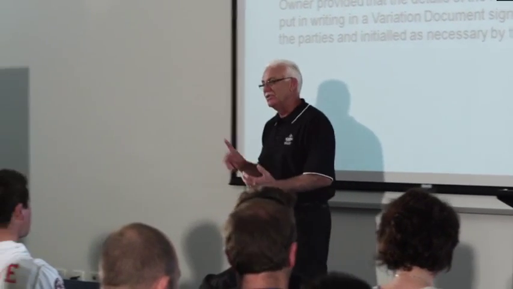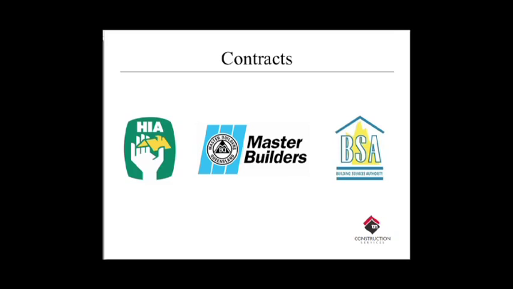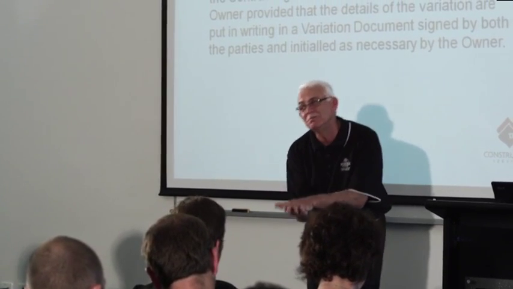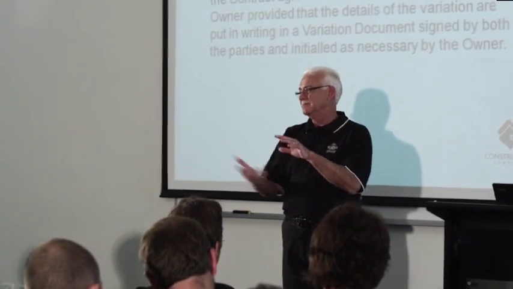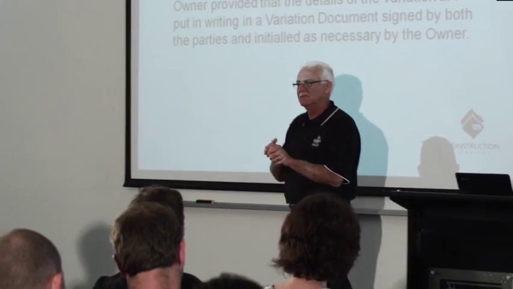What I suggest you do, there are plenty of variation books out there. Master Builders, HIA, BSA, whatever. I don't care. Go and get yourself a triplicate book or even a duplicate book out of the post office, out of the newsagent.